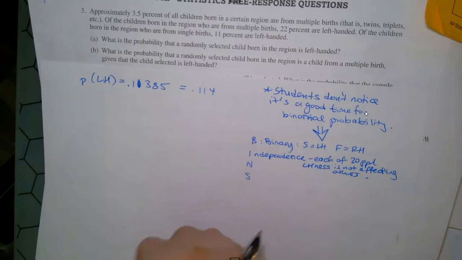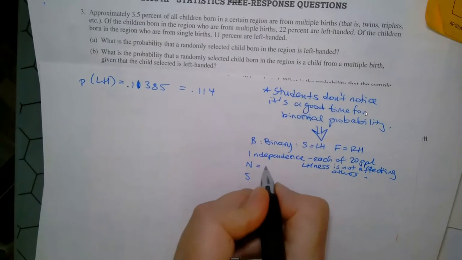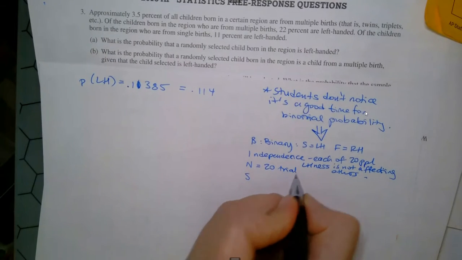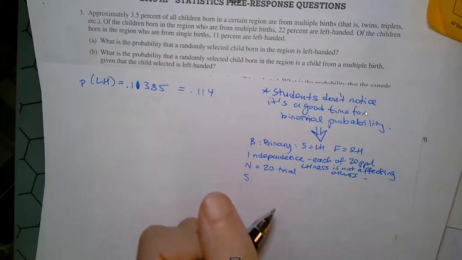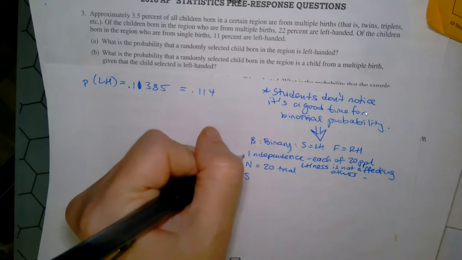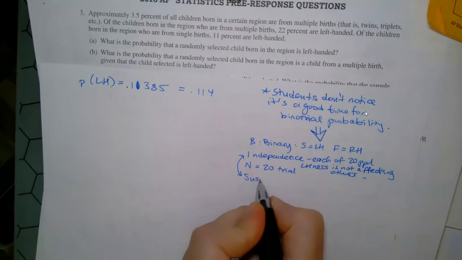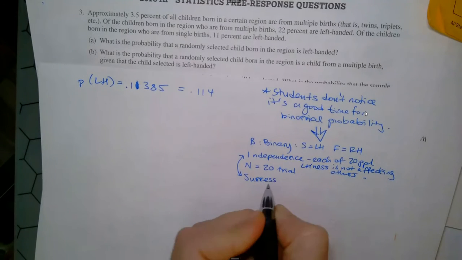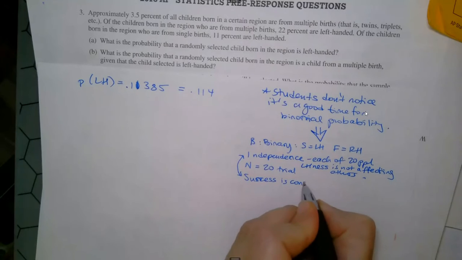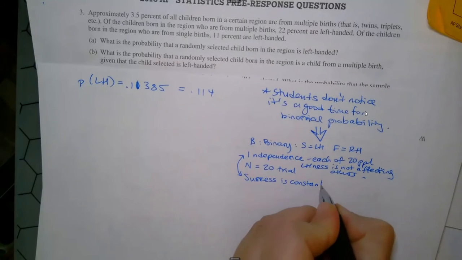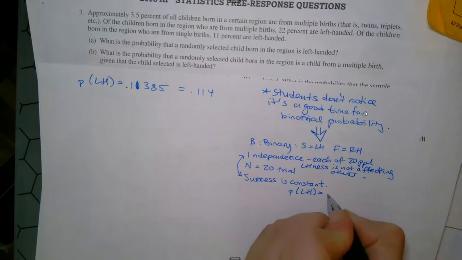N is a fixed number of attempts, number of trials. So we're doing 20. N is 20 trials. We are selecting 20 people and asking, are you left-handed? Right. And then the final one, often these two are kind of very critically linked. But the idea is that the chance of success is constant, so it doesn't drop, right? So the probability of success we defined as left-handed is always going to be 0.114.